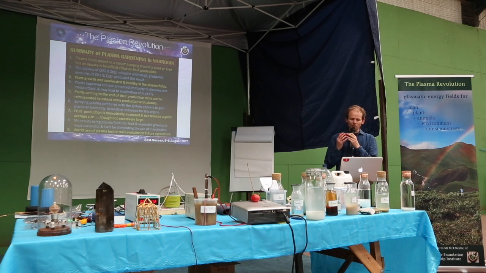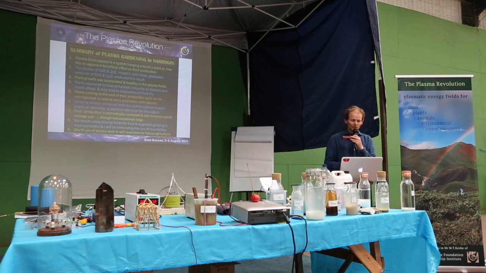And just his little summary was that the plasma fields, this is after several months of farming in Western Australia, Narrabeen, he noticed a beneficial effect on fruit production. They had results from CO2 zinc and CH3 copper. Plant growth was accelerated and healthy. They appeared to have enhanced immunity to disease. They came to the end of their production cycle later on.